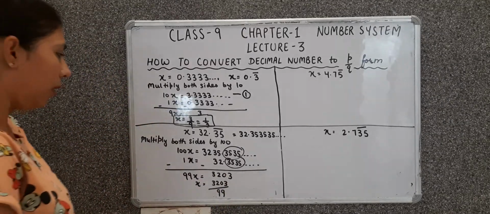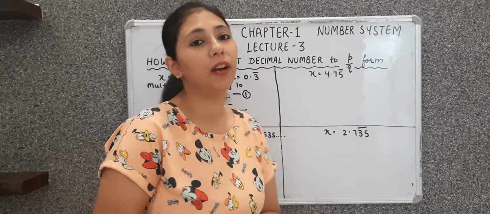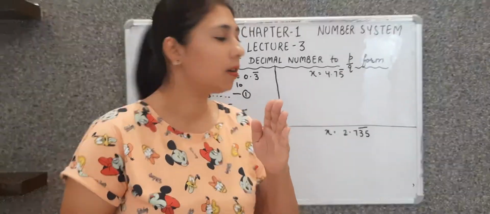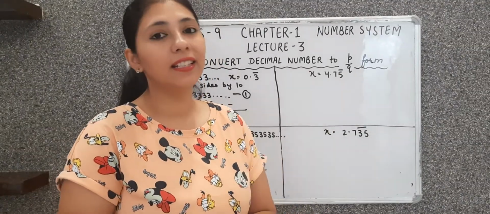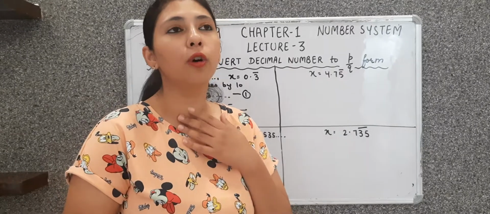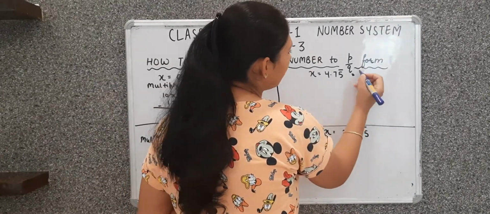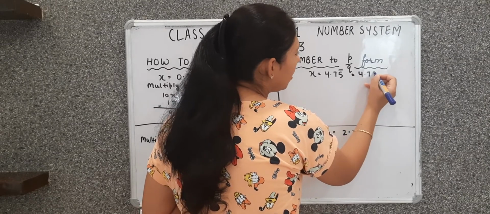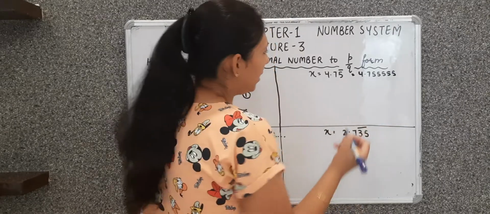Okay, let's take the next example. In this example, what number do I have? I have x is equal to 4.75 bar. In this number, the bar is only on 5. It means only 5 is repeating. So this number is 4.7555 and so on, like this we have this number.